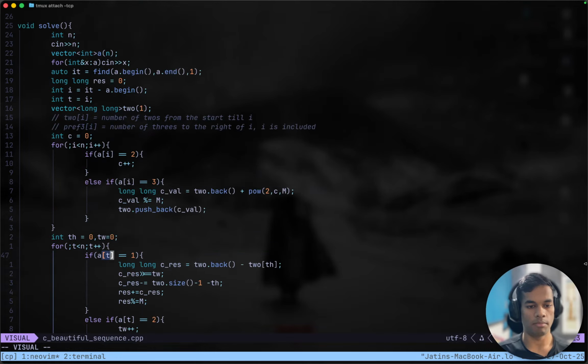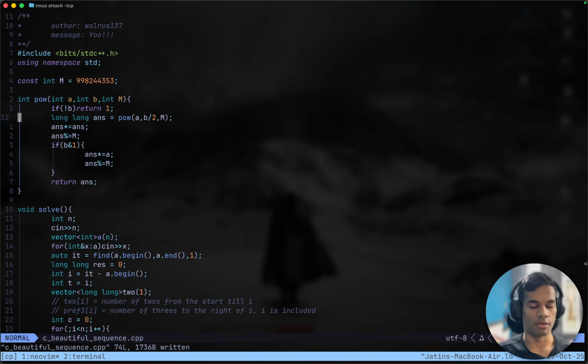And the power function is okay. I don't think anything is wrong with the power function. Power function seems extremely okay. Return this. Yeah, power function is okay. Like, what could be wrong with this number?